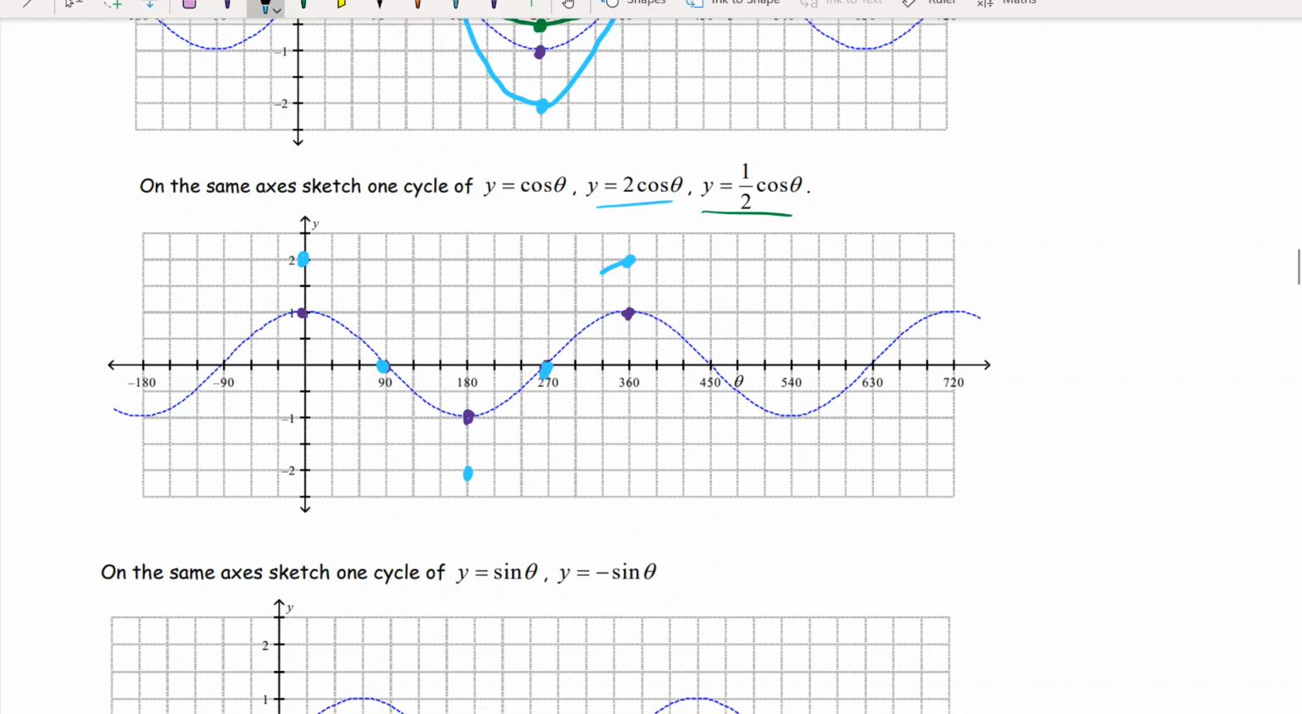And then I can draw my curve going between them. And there we have 2 cos theta with a new amplitude of 2 instead of 1. And then next, let's do half cos theta. So 1 times a half is going to be a half. 0, negative a half, 0, and then positive a half. So just like with the sine functions, I'm just drawing my curves between those points.